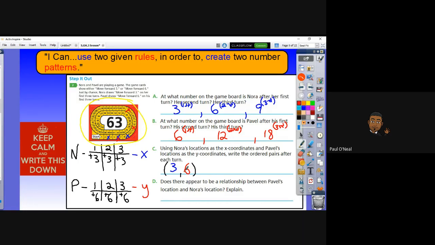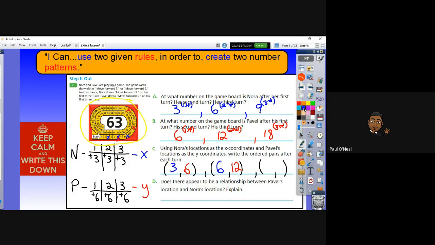Okay. So now I need to come up with the next ordered pair. So let's write a parentheses. And hopefully you're catching on to this. And you might be able to tell what my next ordered pair is going to be. So if I look at A for Nora, her second move was at 6. And Pavel's second move was at 12. Interesting. Hopefully, like I said, you can get the last one.